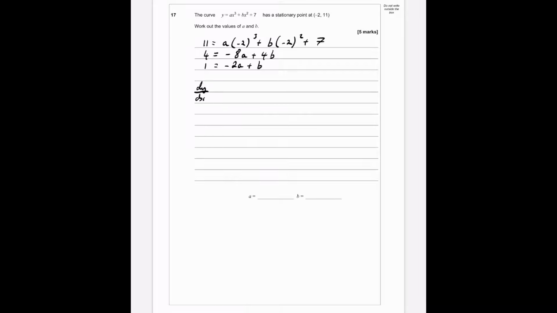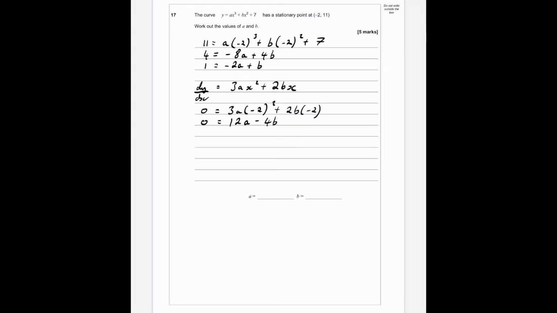Then, because it's a stationary point, the derivative at x equals -2 will be 0. So I differentiate the equation and equate it to 0. I'm going to substitute -2 into the equation, and that gives me a second equation to do with a and b.